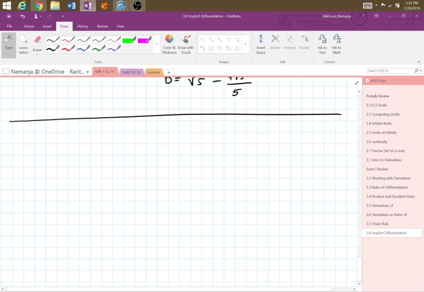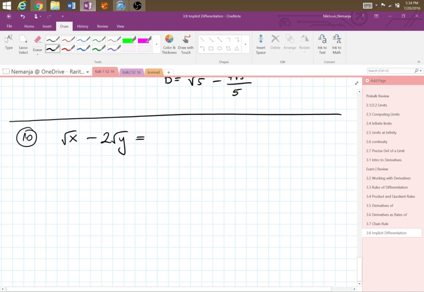So now what we are going to do is to solve a whole bunch of these implicit problems, see how they work. So let's start with problem number 10. So you try it, and then I will do it.